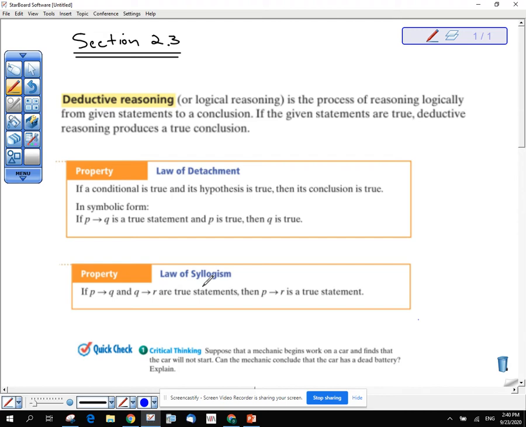Sometimes we play the DirecTV commercials where they say, if you do this, then you do this. If your cable goes out, then you're bored. If you're bored, then you want some entertainment. They're funny commercials. Look it up on YouTube. That's an example of the law of syllogism.